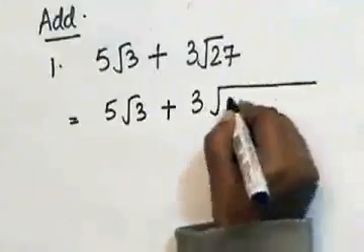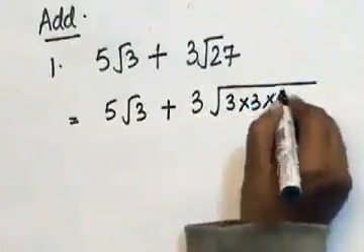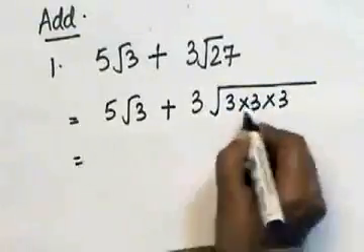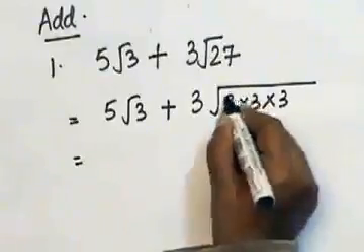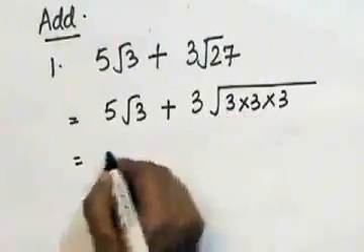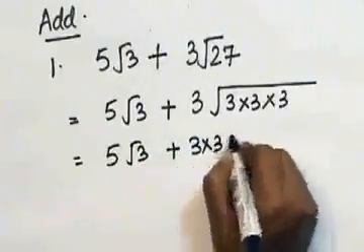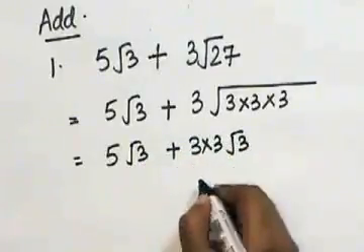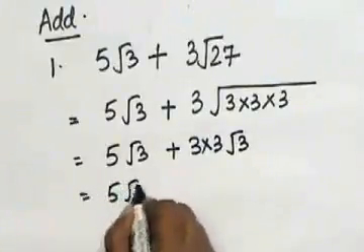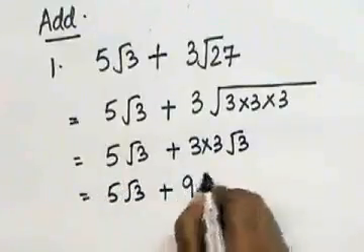Root 27 can be written as 3, 3 and 3. Then, this pair of 3s under the root can be taken out. So it becomes 3 root 3. Now the expression is 5 root 3 plus 9 root 3.